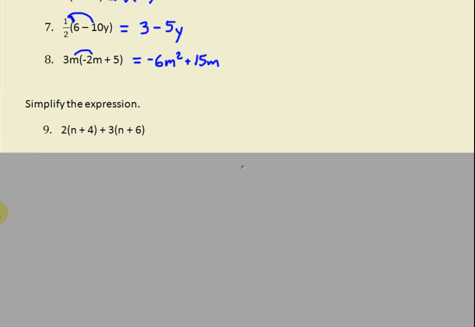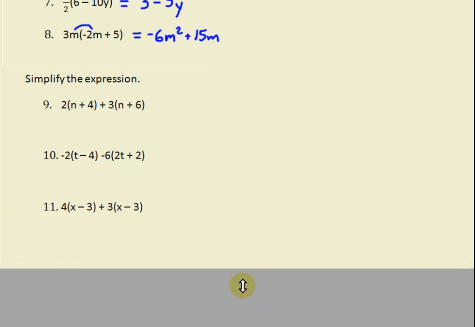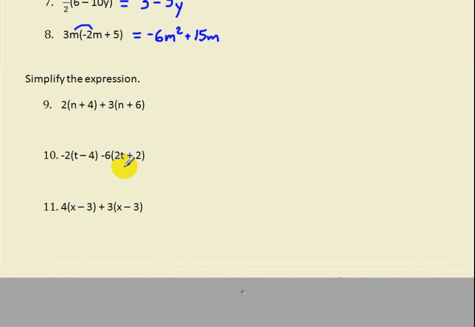Okay, simplify the expression. So here we're going to apply the distributive property and then look and see if we can combine any like terms. So this is equal to 2 times n, 2 times 4 will give us 2n plus 8 plus, and then 3 times n, 3 times 6, so 3n plus 18.